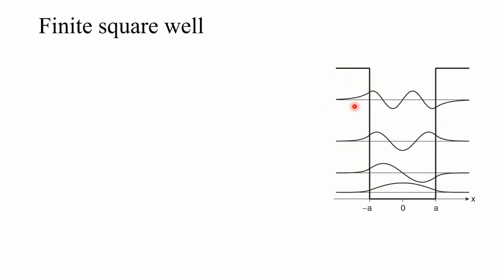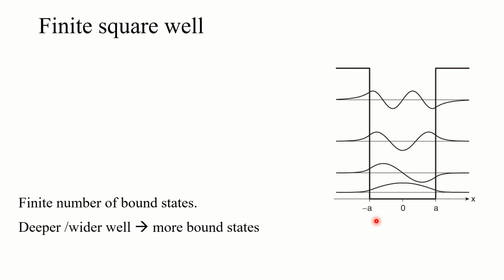One thing you notice is we have a finite number of bound states. In this case, what's drawn here, which is from the textbook, there are only 4 states. But if we were to make this potential larger, we would end up having more bound states. If we made it smaller, eventually this state would be higher in energy than V naught, and it would no longer be a bound state. The solution wouldn't be an eigenvalue anymore. So if we make the well deeper or wider, we're going to have more bound states.